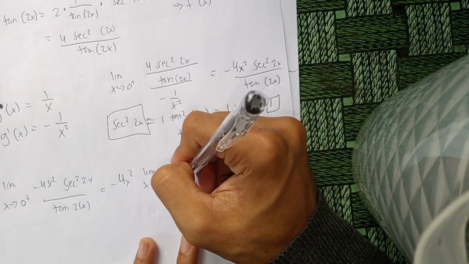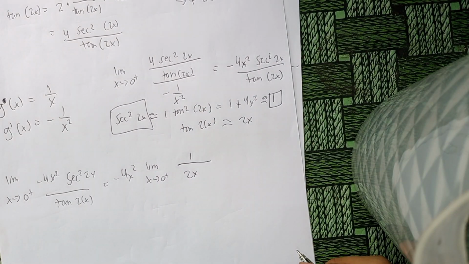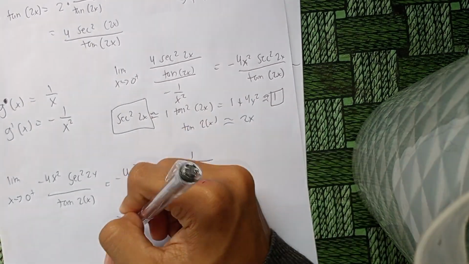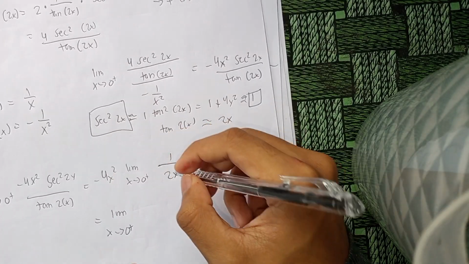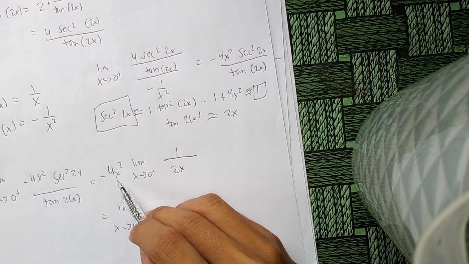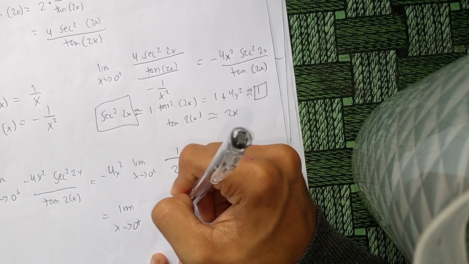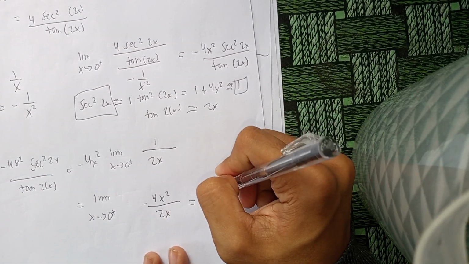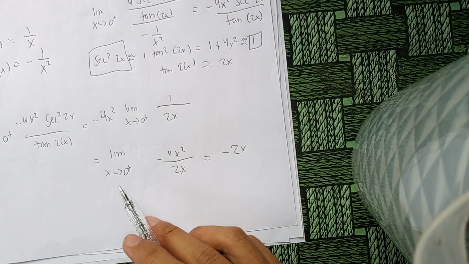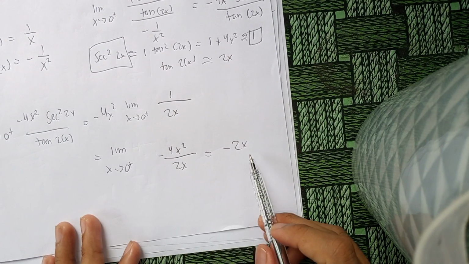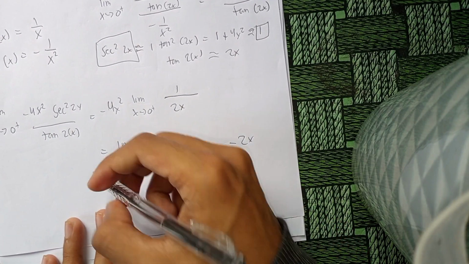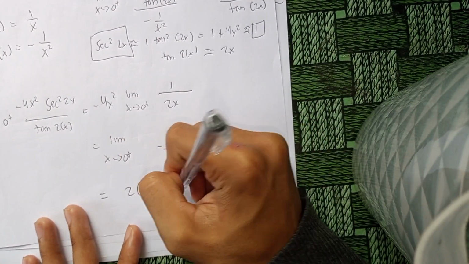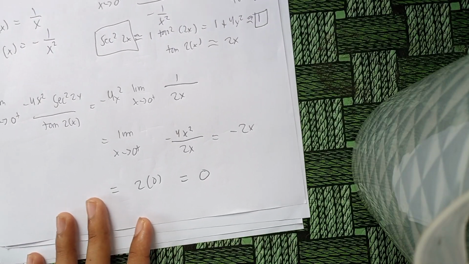But we have the constant, so negative 4x squared times 1 is negative 4x squared all over 2x. Then we will simplify this, it will become negative 2x only. So the limit of negative 2x as x approaches 0 will become this when applying the limit. So the limit is 0.